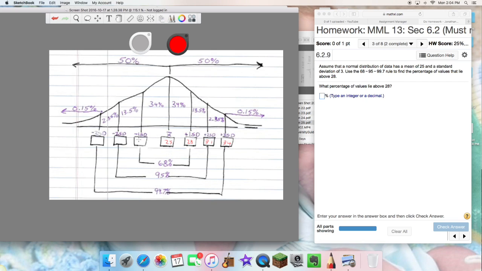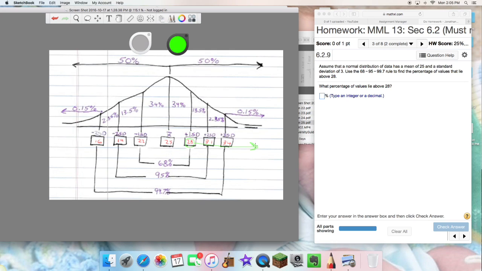The next one is going to be going the opposite direction. I'm going to go 22. Then I'm going to go 19. And then lastly 16. All right, let's read the problem. It says what percentage is above 28? Well, let's change my color again. We'll do green this time. 28 is here. And it says values that are above 28, so it's 28 and everything that goes in that direction.